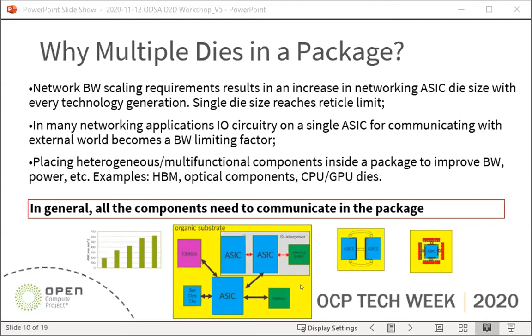And in the couple of pictures on the right, you can see that in some specific applications, you take your ASIC and split it in two, and you need to have communication between these two parts of the ASIC. Or you have an ASIC and you surround it with SerDes dice to enable taking the bandwidth out.